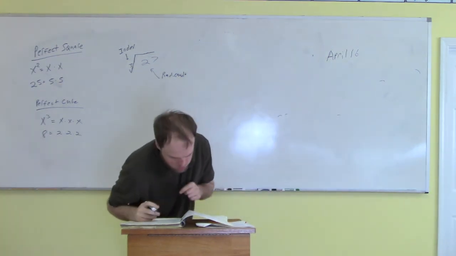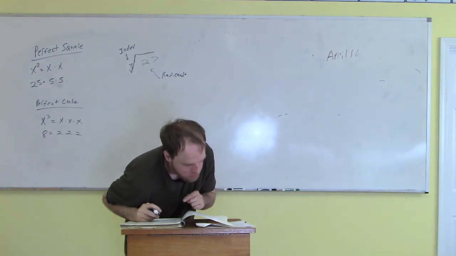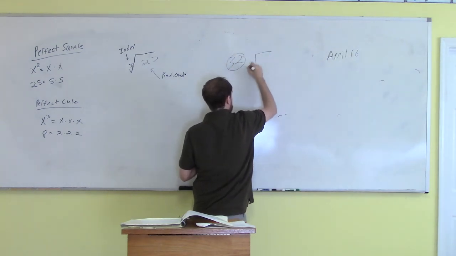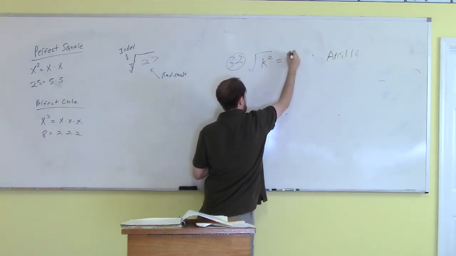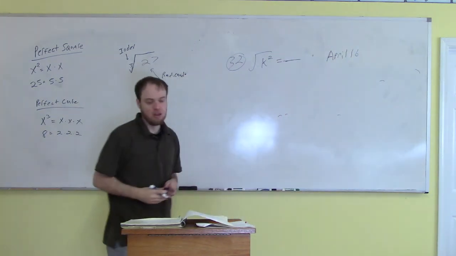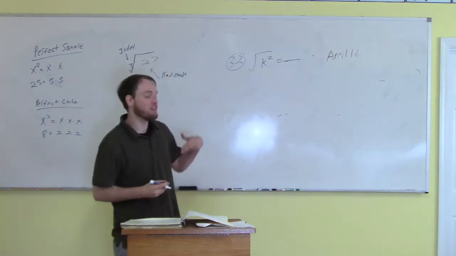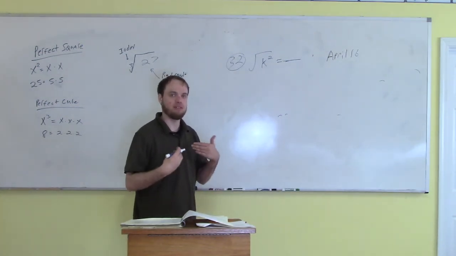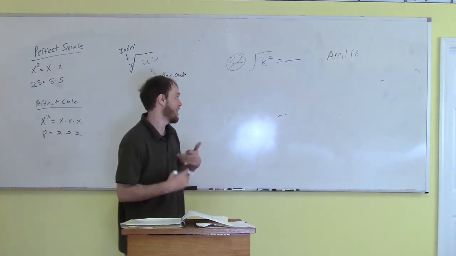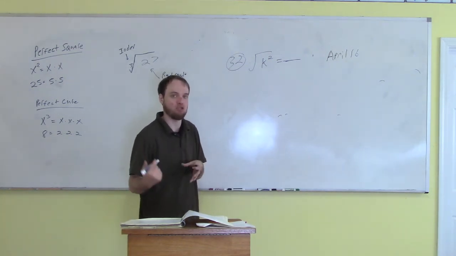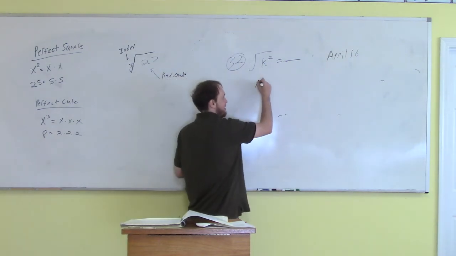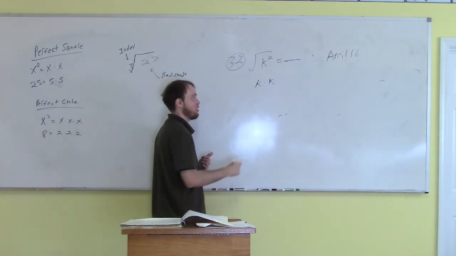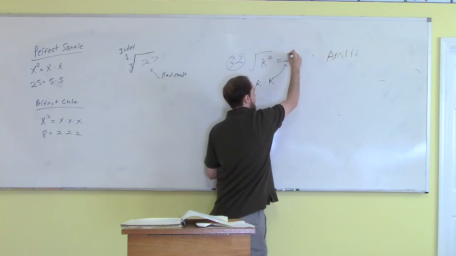Alright, now I'll do 32. So 32 says the square root of k squared equals what? Now they give us the radicand and we want to find what the root is. So the root is just going to be what times itself gives me k squared. Well, how can I get k squared? What times itself gives me k squared? It would be k times k. So k times k gives me k squared, so that means the root would be k.